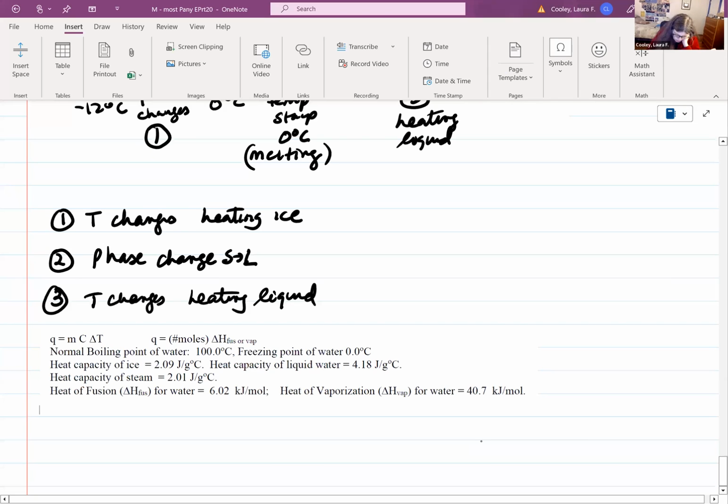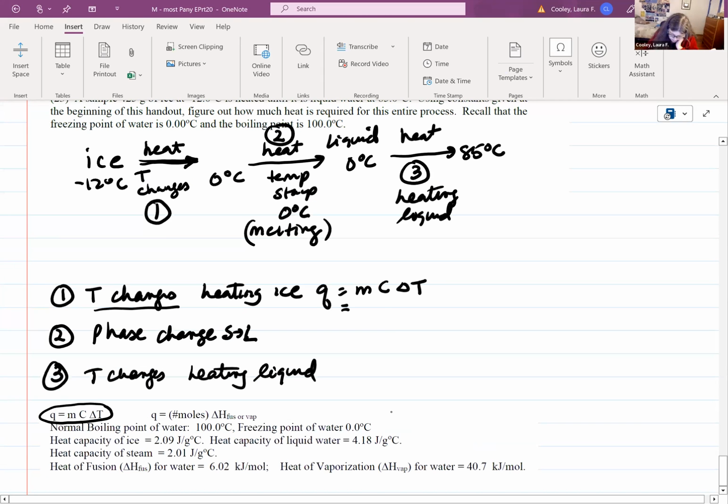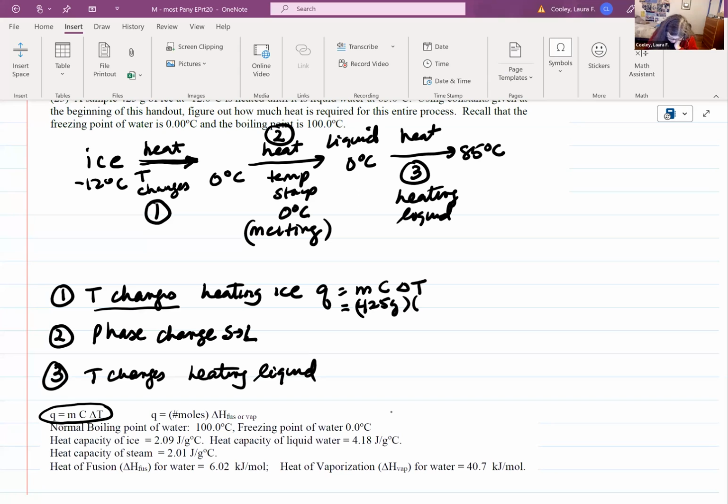So when you have these temperature change steps, you use this formula. Q is mC delta T, where C is the heat capacity, and it's different for ice, for liquid water, or for gaseous water. So what was the mass here? 425 grams. The heat capacity for ice is 2.09 joules per gram degree C. And then you have the change in temperature, going from -12 to 0. So it's 0 minus -12. It's always final minus initial, so it's actually plus 12 here.